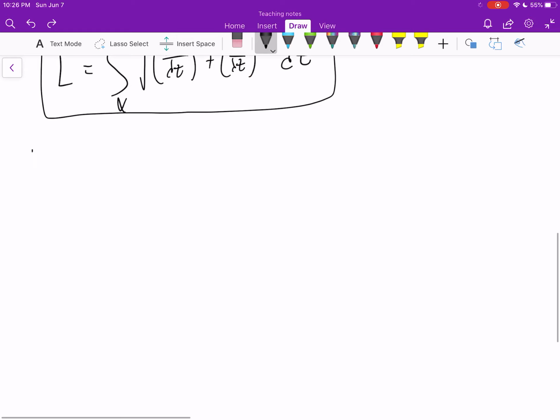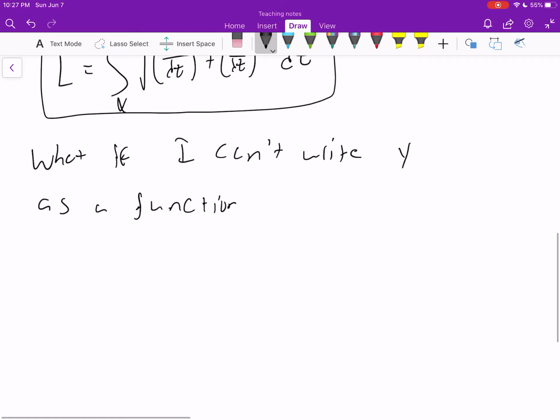Now, what if I can't write y as a function of x? You'll remember the first time I went through and did arc length, I did this big long derivation where I split up the curve into these small lines that I then added up and it turned into an integral. You can do something similar.